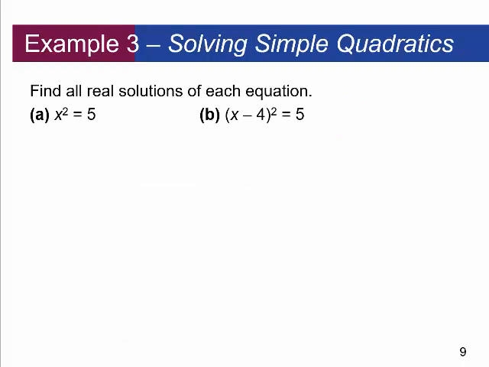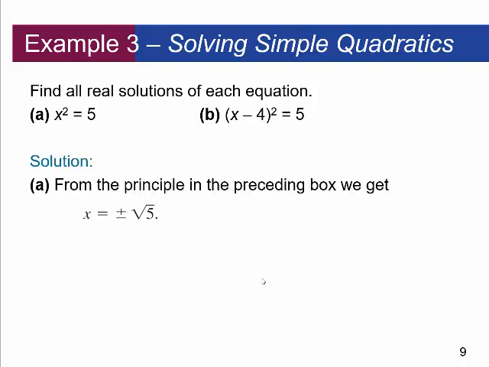All right, let's try these two. So let's find all real solutions for the following equations. The first one is going to be x squared is equal to 5, and then the second one is going to be x minus 4 squared is equal to 5. So the subtle difference there: here I just have x squared, here I have x minus 4 squared.